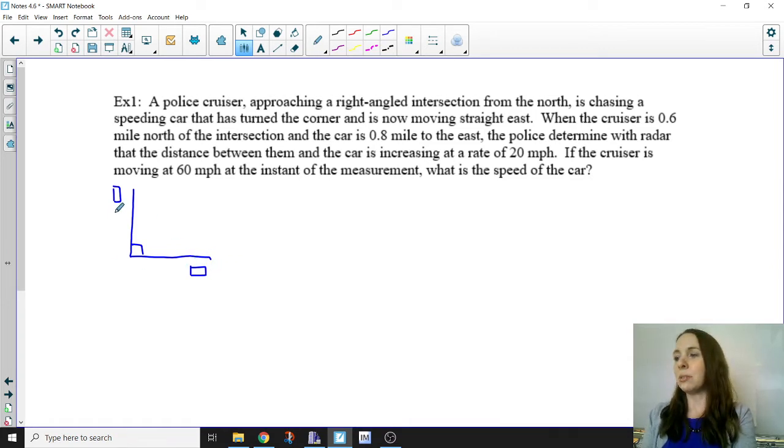So here's our police cruiser moving in this direction. Here's the speeding car moving in this direction. And at some point it says the police determine with radar that the distance between them and the car is increasing at a rate of 20 miles per hour. Why can they do that and not just determine the speed of the car? Because then we won't have a calculus problem. So that's why. The distance between them and the car is right here. Okay, it is the diagonal.